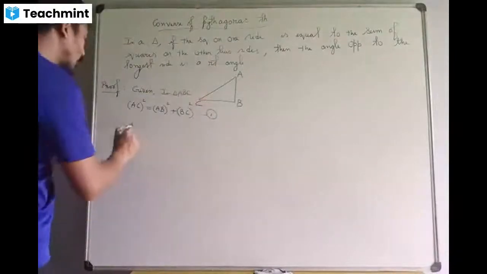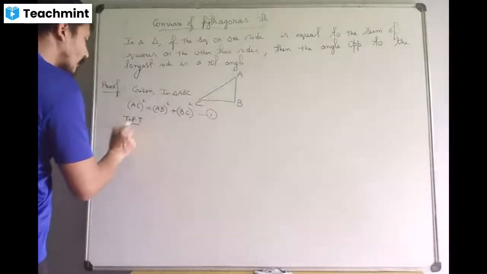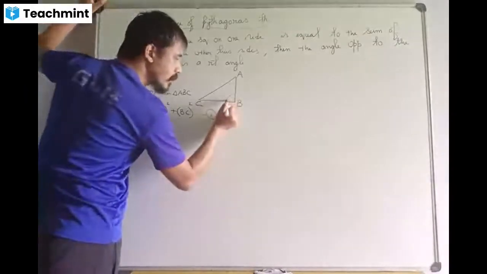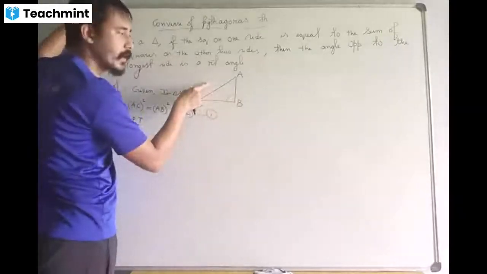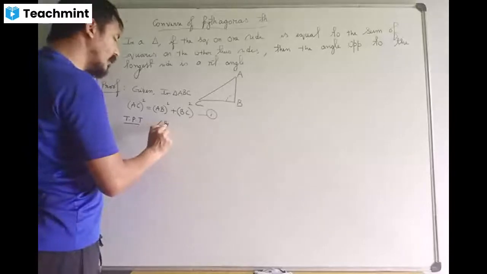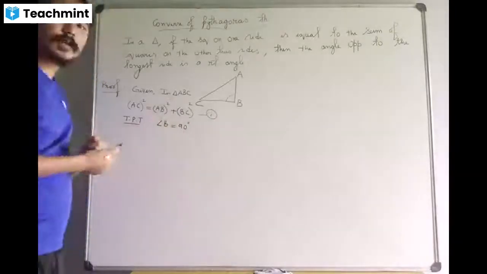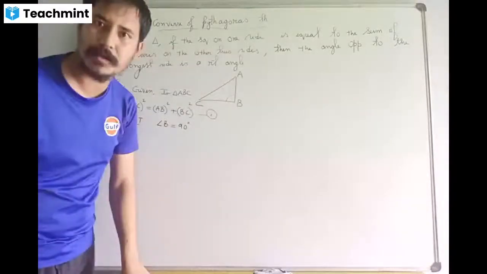Before that, what do you want to prove? You want to prove that the angle, this angle, which is opposite to your longest side, is a right angle. So you are required to prove that angle B is 90 degrees. That is what we want to prove, which was actually given in the Pythagoras theorem, right?